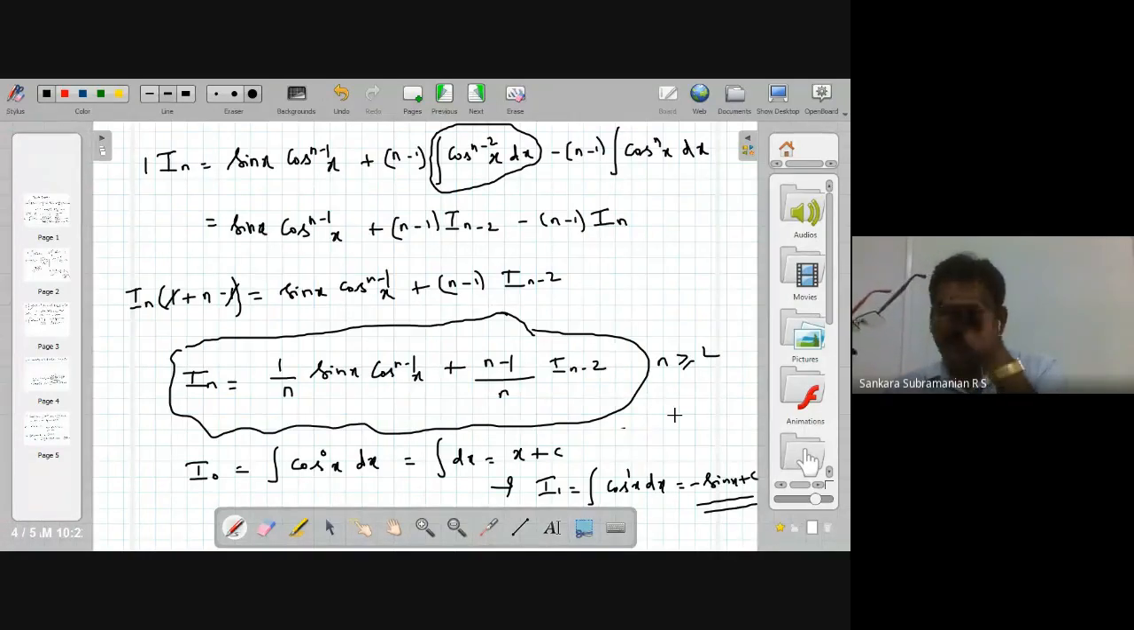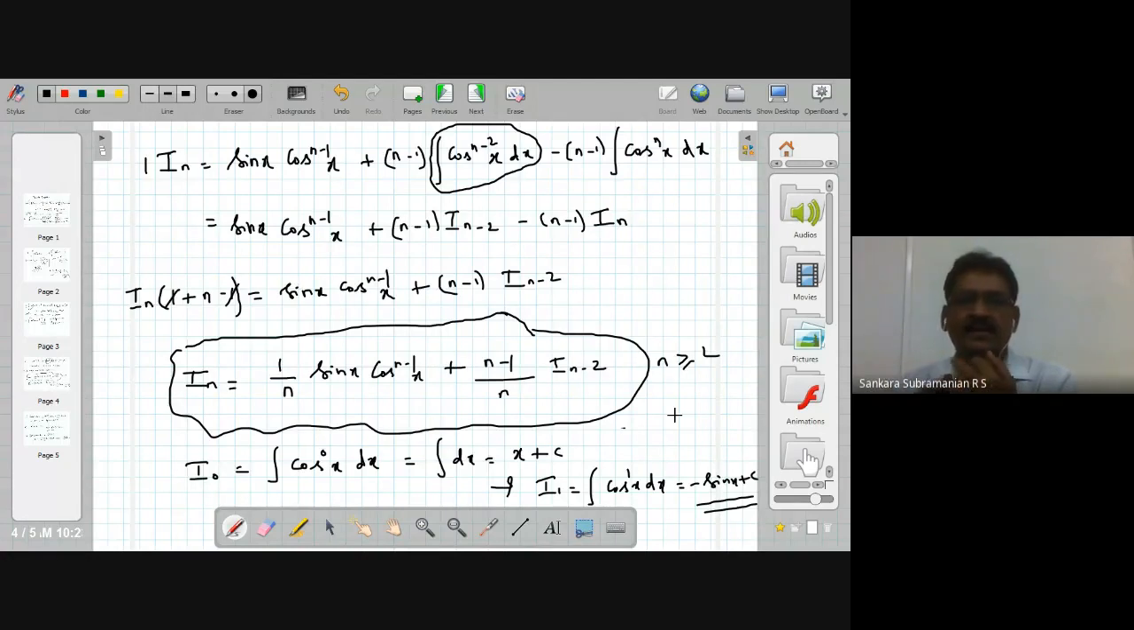So they may ask to find cos cube x. They may ask to find cos power 4x integration. So in that case, you don't want to go for a formula. You can use the reduction formula, and you can reduce it by finding I0, I1, I2, I3, and then I4. So to find I4, I0 and I1 are known, and we have to find I2 and I3 and then proceed.